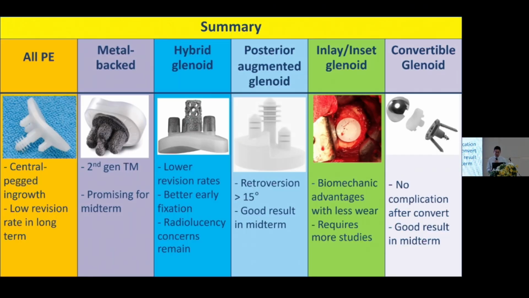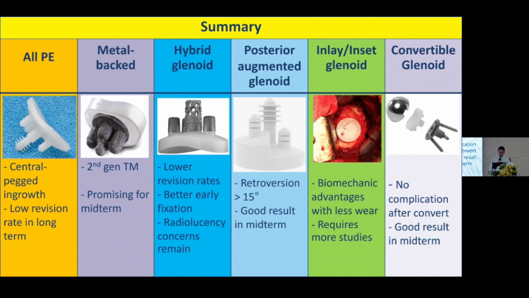And for the take-home message on the updated glenoid components for anatomic total shoulder arthroplasty. For the RPE, the central peg ingrowth design has long-term stability with a low revision rate. For the metal back, the second generation trabecular metal showed promising midterm results. For the hybrid design, lower revision and better early fixation, but radiolucency is still a concern.